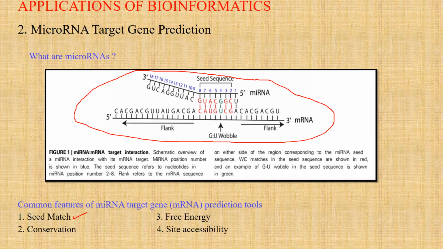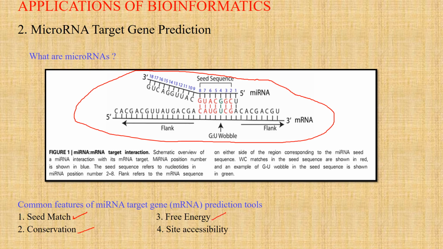We also have conservation. It is the conserved sequences, sequences that are conserved from one species to the other, so over several species. Some prediction tools will say that if the sequence that the microRNA binds to is a conserved sequence in different species, then this messenger RNA is a target for the microRNA.